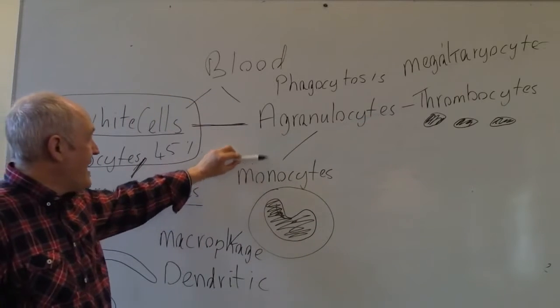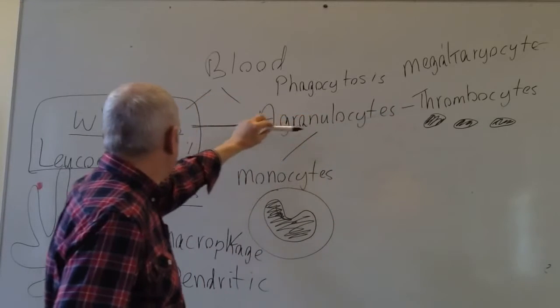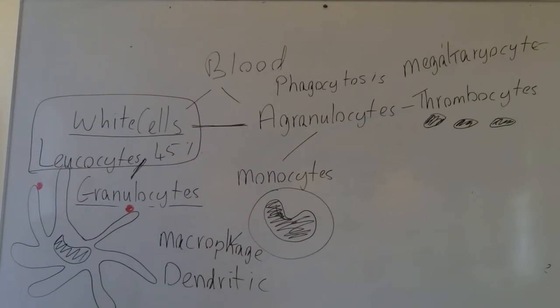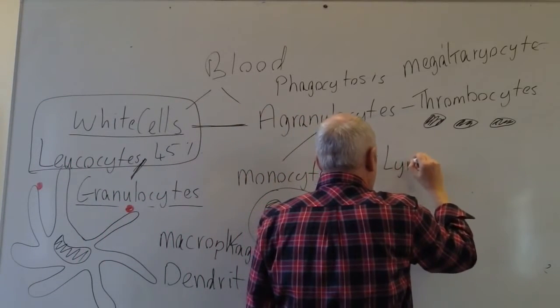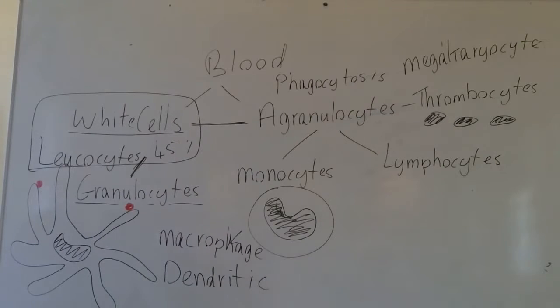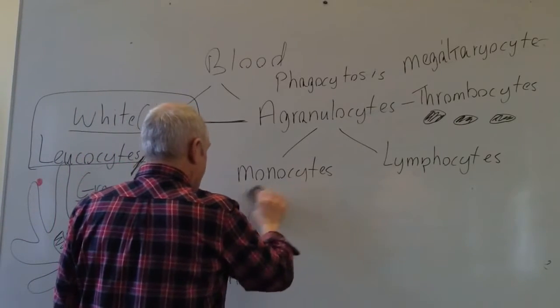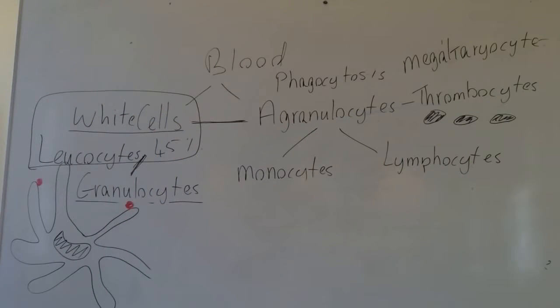So can you see monocytes are agranulocytic leukocytes. We've included thrombocytes as agranulocytic leukocytes. They're still leukocytes, they're still white cells, but they're agranulocytic. Now there's another sort of agranulocytic cells called lymphocytes. And there's two sorts of lymphocytes.